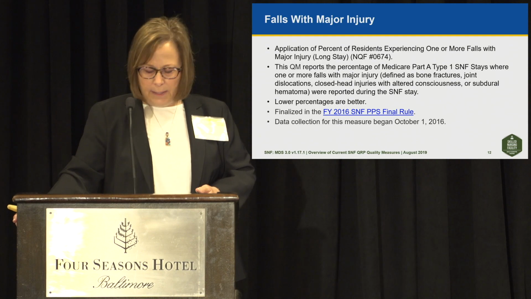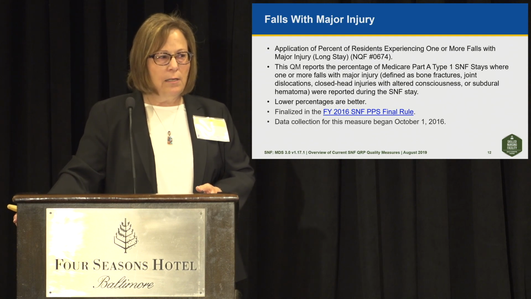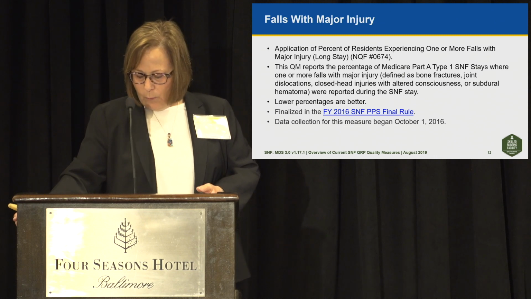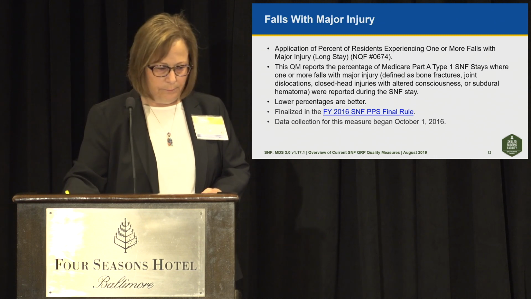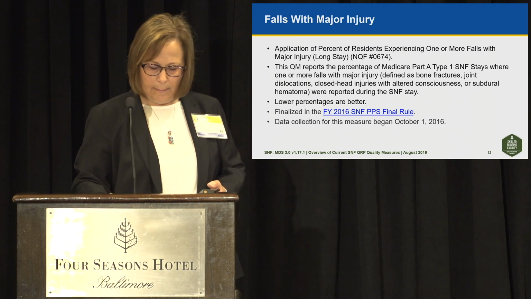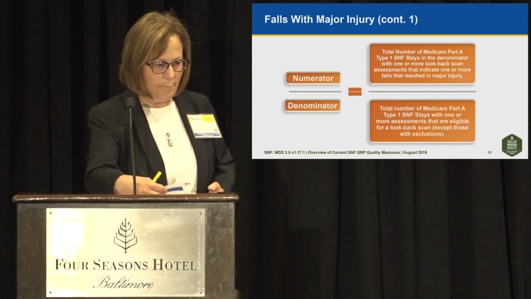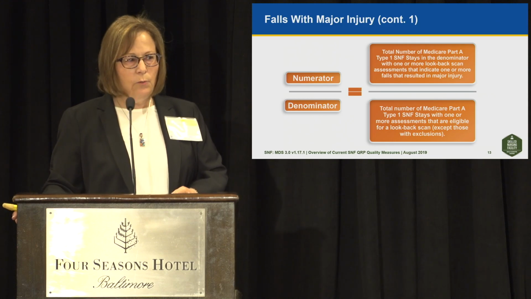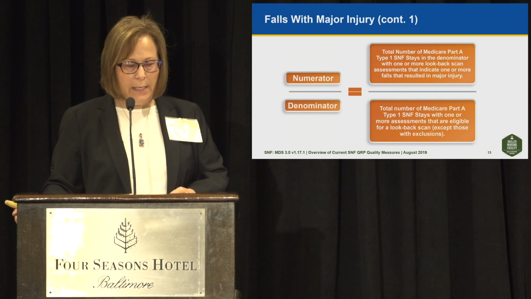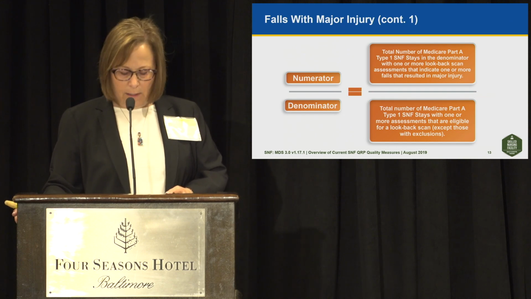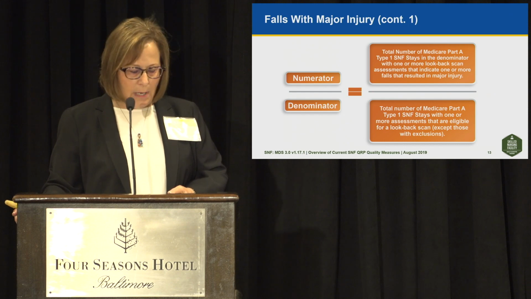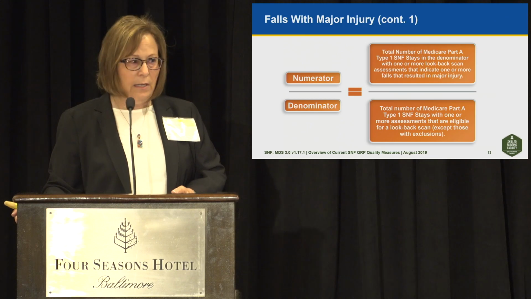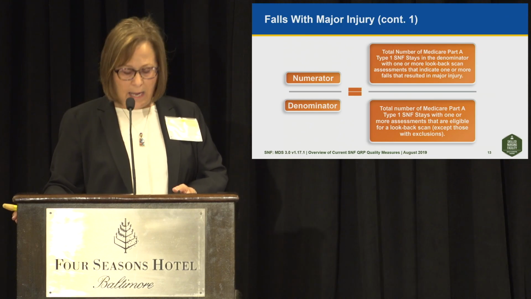This QRP quality measure reports the percentage of Medicare Type 1 stays where 1 or more falls with major injury were reported during the SNF stay. For the calculation of the measure, the denominator, which we now know is the total number of Medicare Part A SNF stays that don't meet the exclusion criteria, is the total number of Medicare Part A Type 1 stays with one or more assessments that are eligible for a look-back scan.